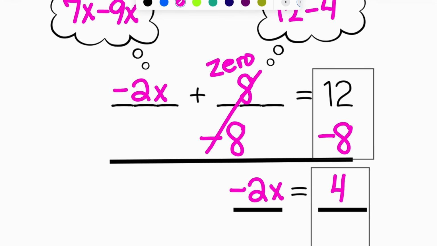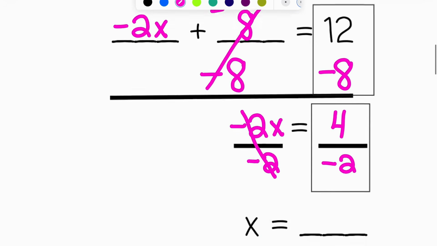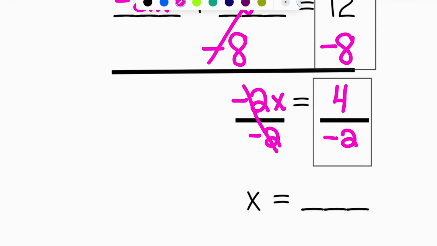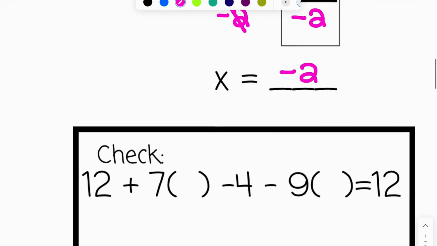All right, negative 2 and x are side by side, so I need to divide. And when I divide, I have to divide by the exact coefficient of x. I cannot change my sign or anything like that. So I'll be dividing by negative 2. So this gives me 1x. And then 4 divided by negative 2 is negative 2. So my answer is x equals negative 2.